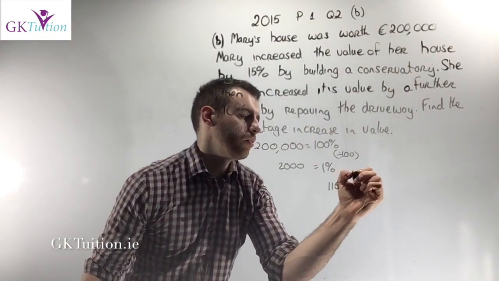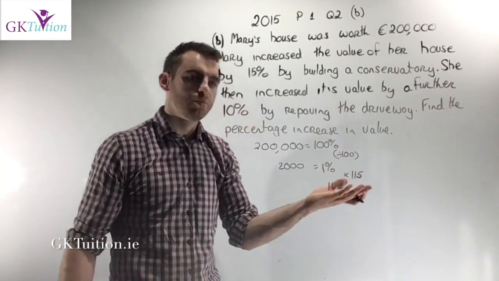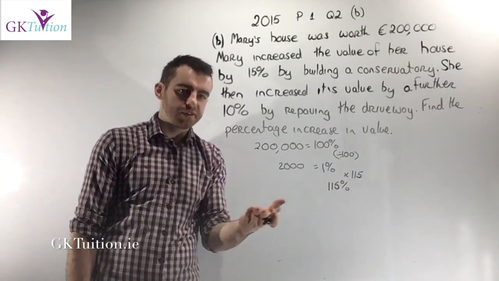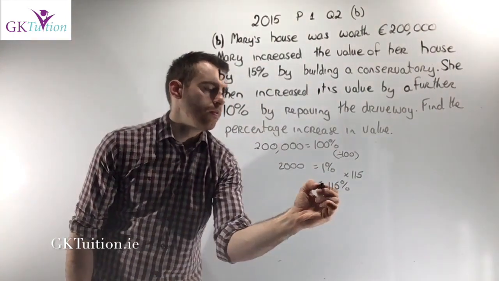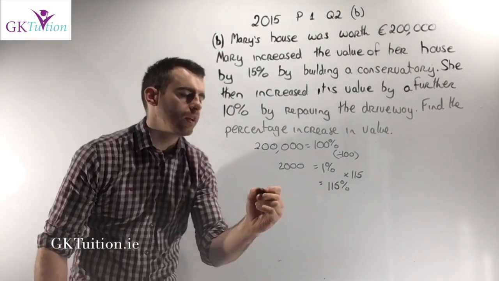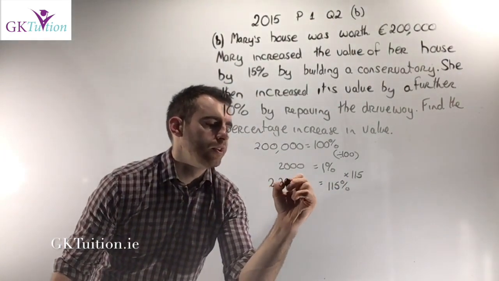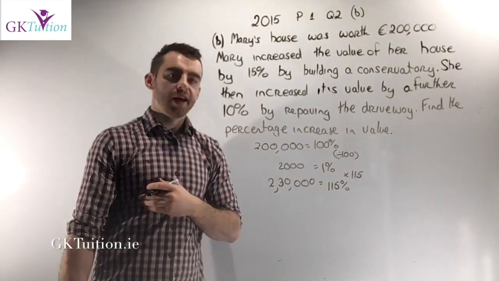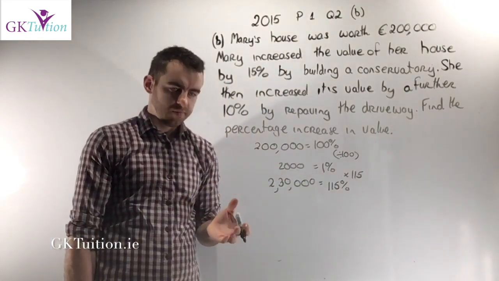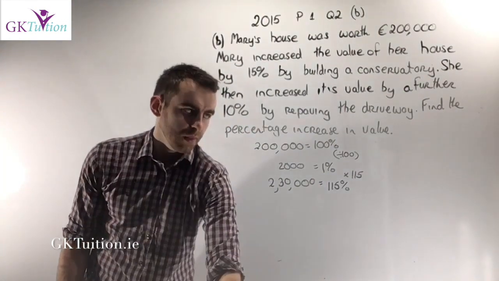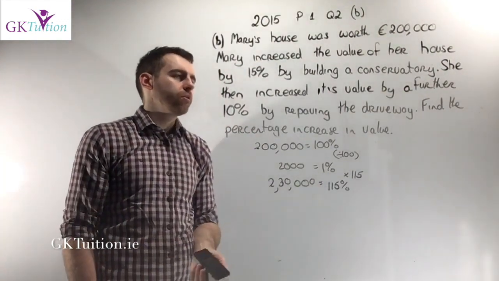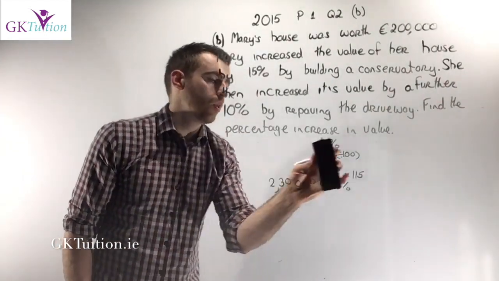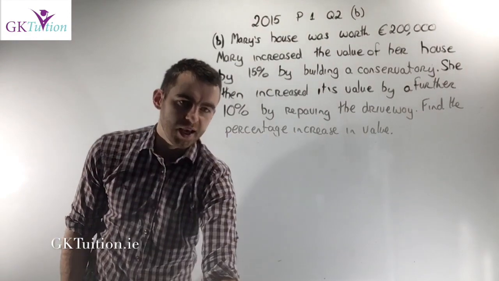In order to go from 1% to 115%, you just multiply by 115. If you multiply the right hand side by 115, obviously I'm just on 115%. If you multiply the left hand side by 115, you end up with 230,000. Or in other words, after she's built her conservatory, the house is worth 230,000. That's the first thing I would do. Now the house is worth 230,000 and she increased its value by a further 10%. So I would suggest you basically just do the same thing again.